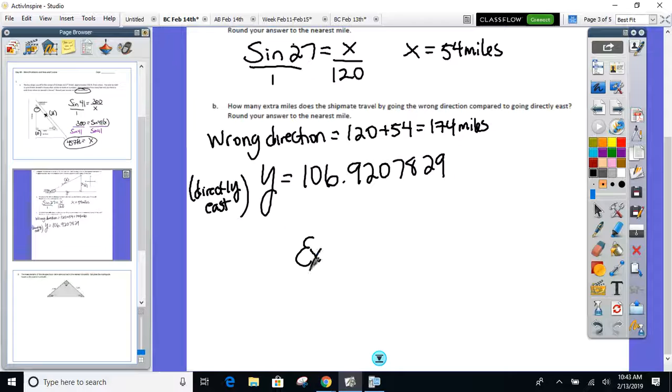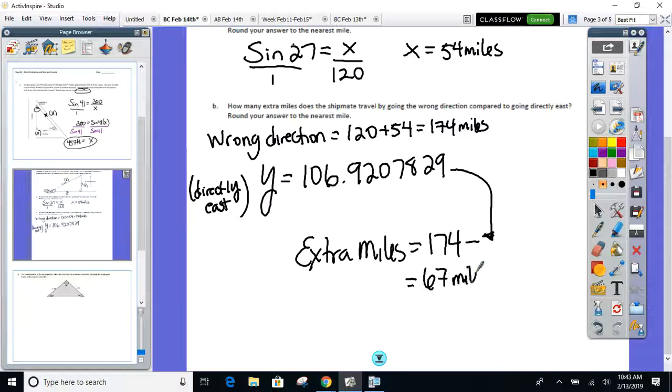Extra miles. 174 minus your answer from the second part. And we end up with, to the nearest mile, 67 miles. Saved.